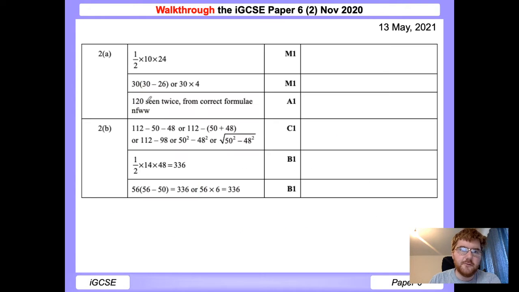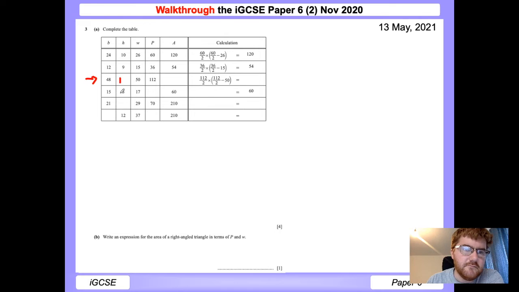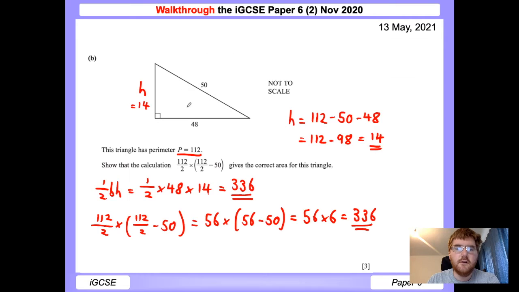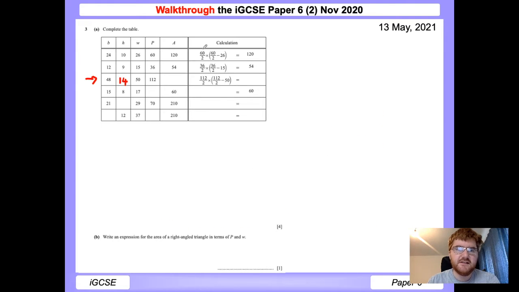So we already worked out h was 14. So I'm going to write that in. And we already worked out the area of the triangle, which was 336. So really do use the idea of the non-linear paper to make your life easier. And likewise, this calculation, this is the one that we did before, is also 336. Again, I'm always looking for patterns in this kind of paper. And notice that the area 120 is the same as a calculation here. The area 54 is the same as the calculation here. So I'm using that to save some time.